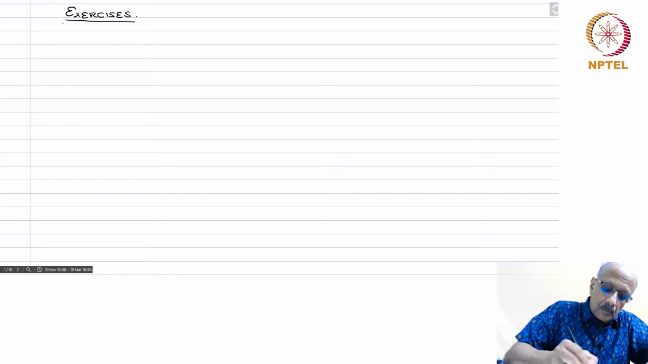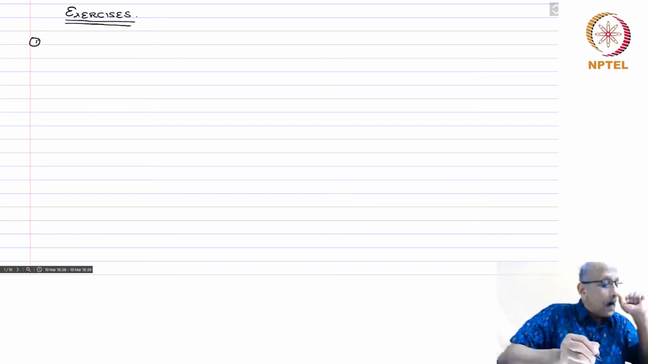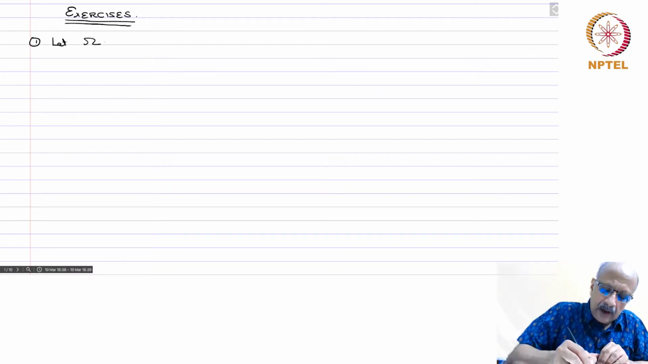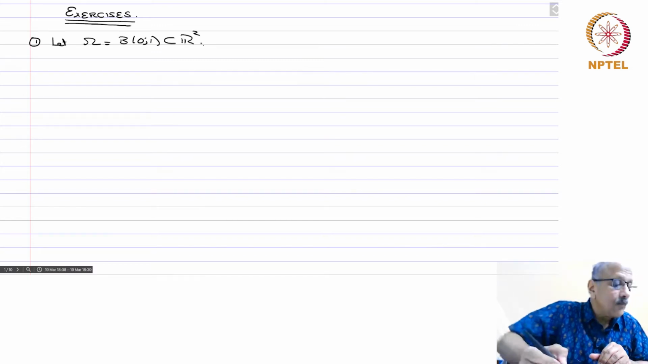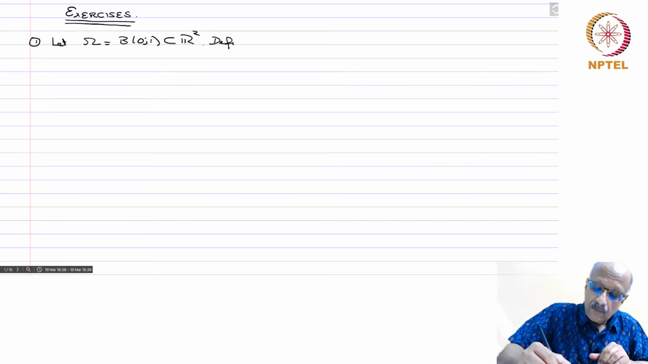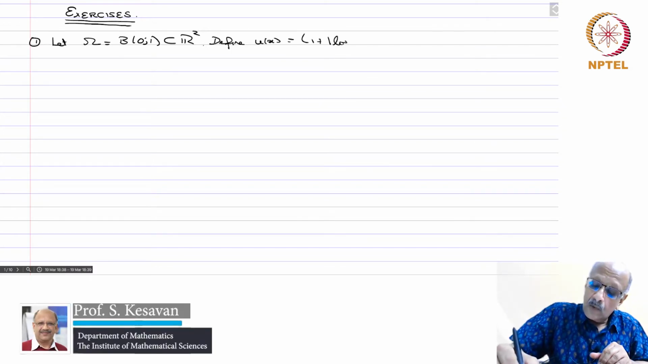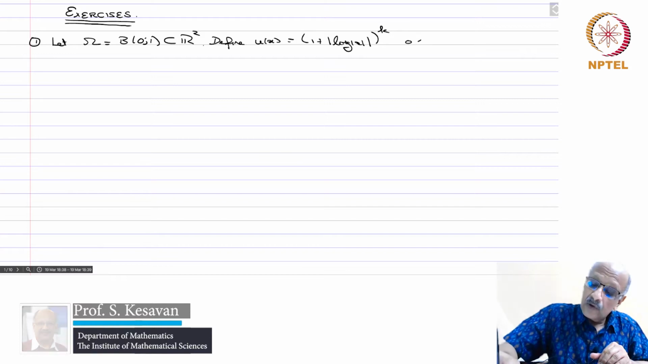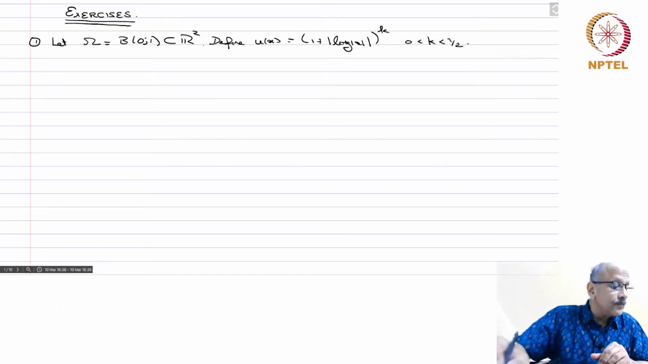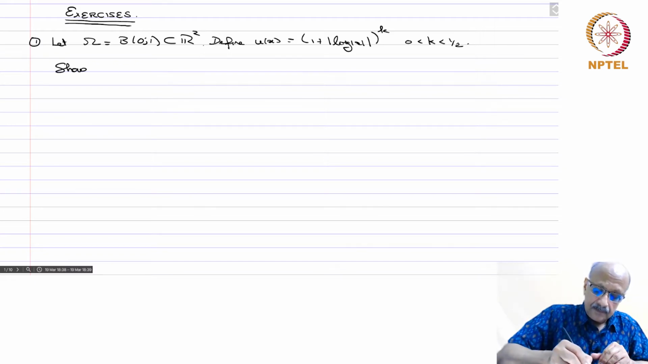Now it's time to do some exercises. First one: let Omega equal the open ball with center origin and radius 1 contained in R^2. Define u of x equals (1 plus |log|x||) to the power k, where 0 < k < 1/2. Show that u belongs to H^1 of Omega.